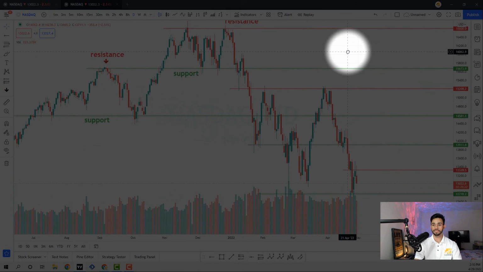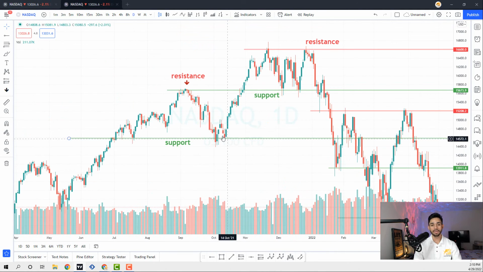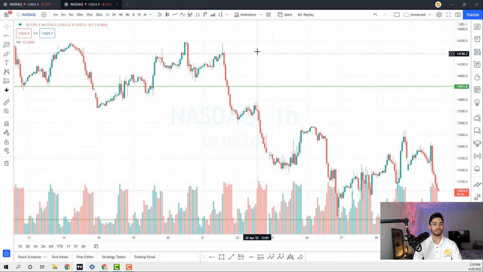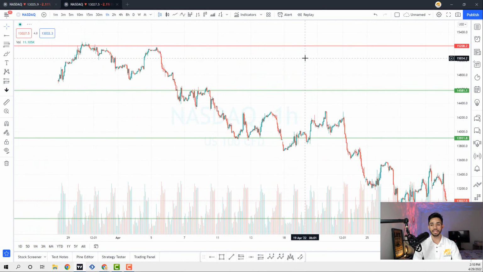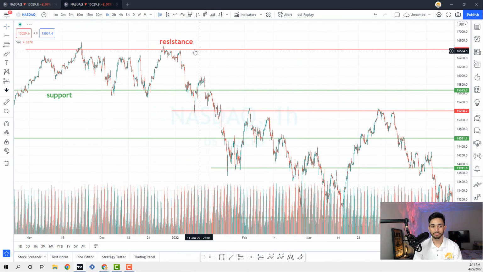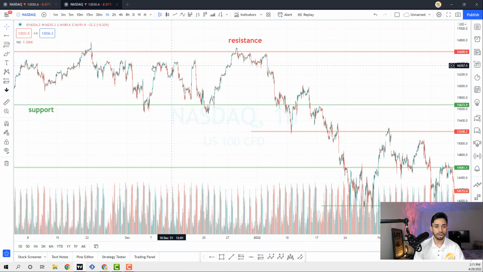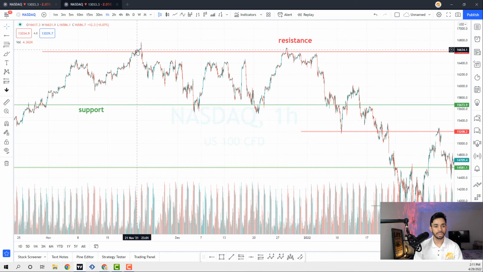But wait a second. Now we determined key levels in our daily time frame. But if we drop to 1 hour, we would see many more levels than this. Let's go to 1 hour and see if our main levels make sense. So for example, the very top resistance that we have, when we go to 1 hour, you see 1 time, 2 times, 3 times, it rejected this price.